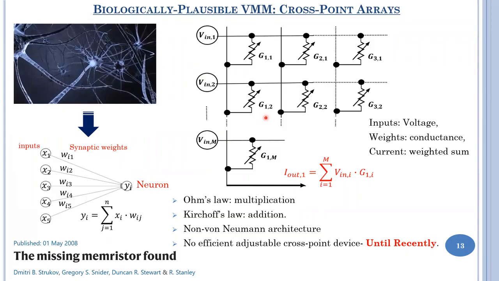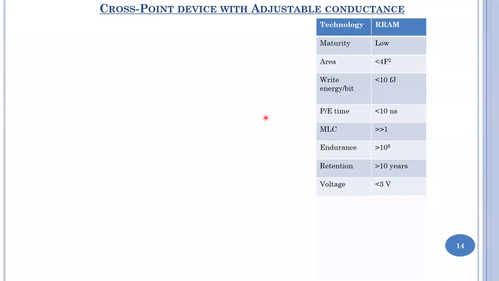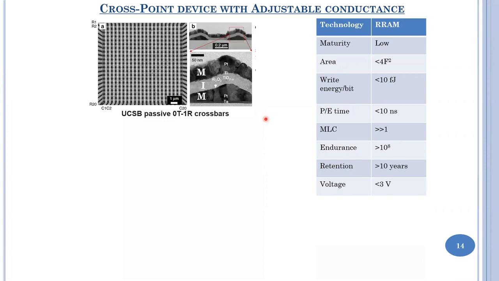So in this talk, I will be focusing on one such memristor or one such memory device, which is called the resistive RAM. So let me talk about this resistive RAM. Here I'll be showing you the passive flavor of this resistive RAM. Even resistive RAMs are available in two flavors: one is the passive and one is the active. In the passive crossbar, what you have is these horizontal lines as your top electrode, and these vertical lines as your bottom electrodes.